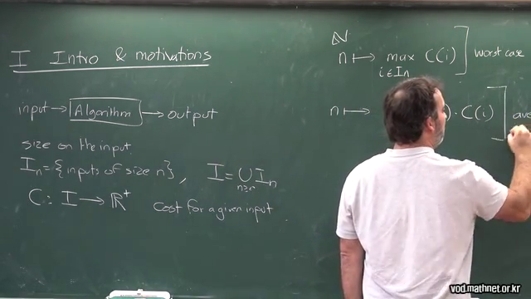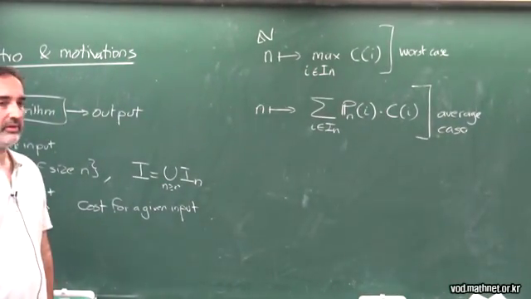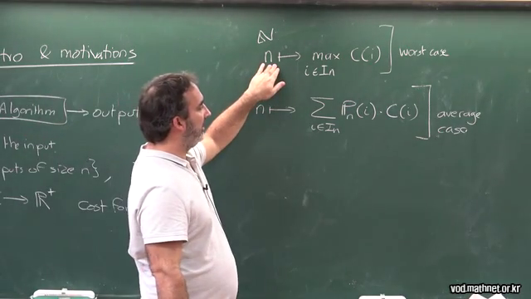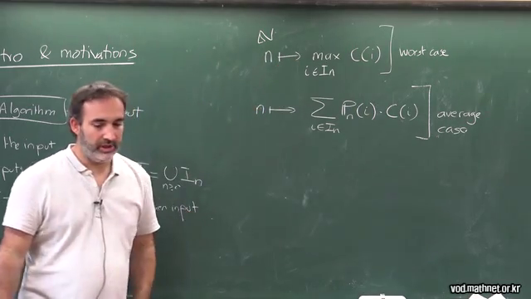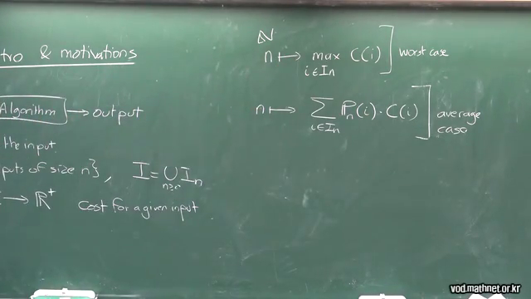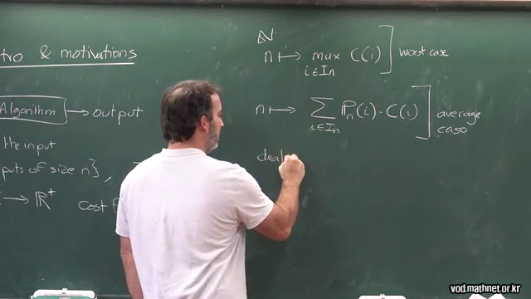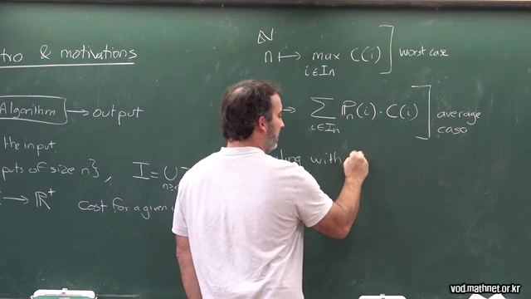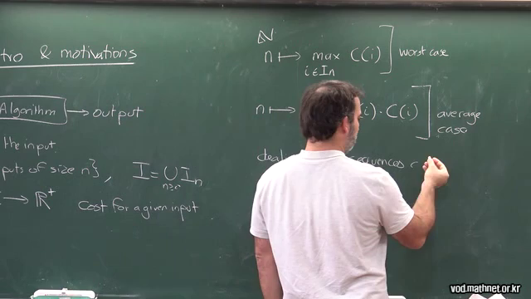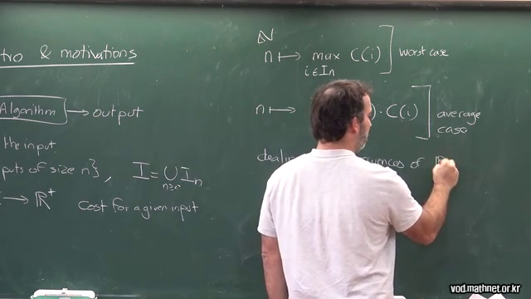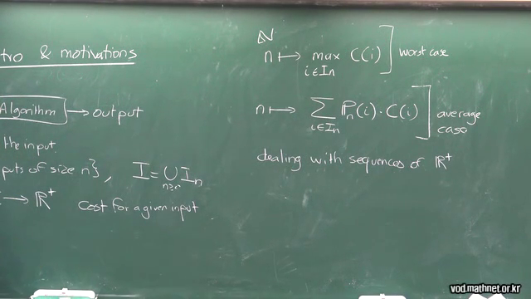Average case. Okay, so my point here is that basically what you have is sequences. This is a sequence of positive or non-negative reals. This is another one, depending on how you define the complexity of your algorithm. But we are dealing with sequences of non-negative reals. And we want to compare these.